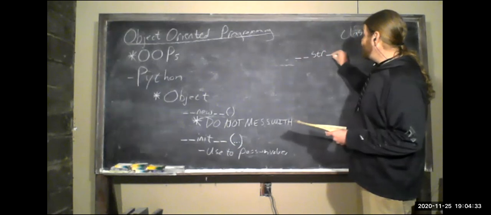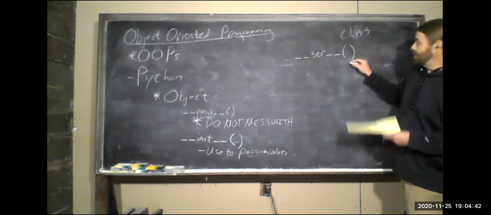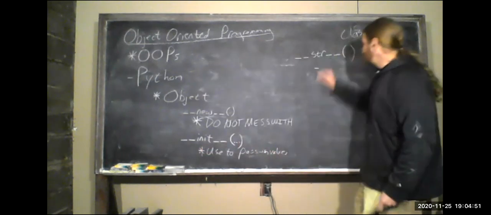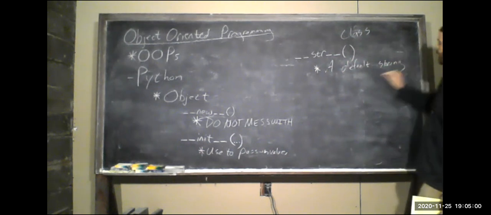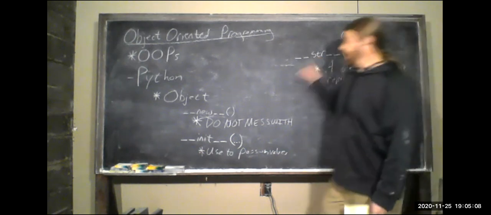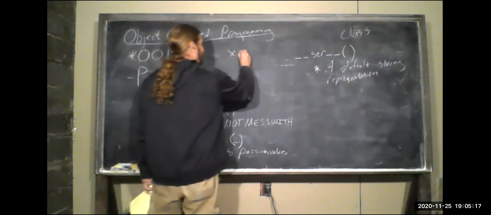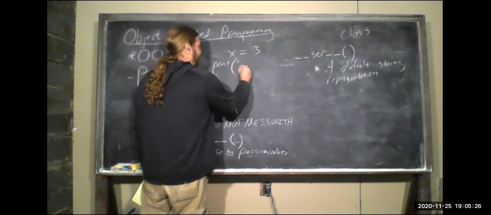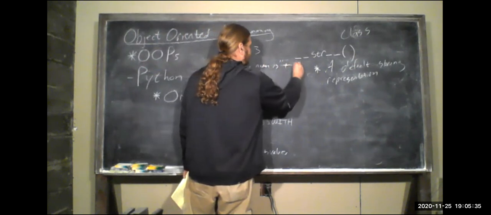Another one, which we have actually used extensively, is underscore underscore str underscore underscore. This is what we use for a default string representation. This is something that we inherit from object, so everything in Python has this. Let's say x is 3, and then we go print, quote, num is, plus x.